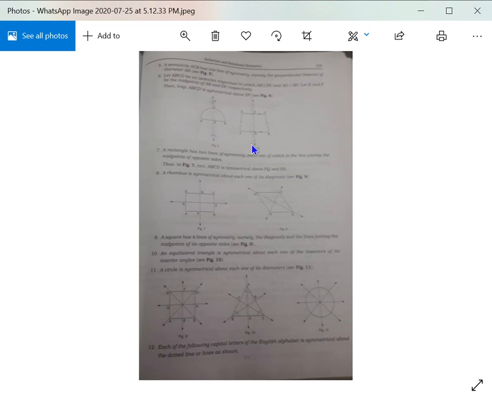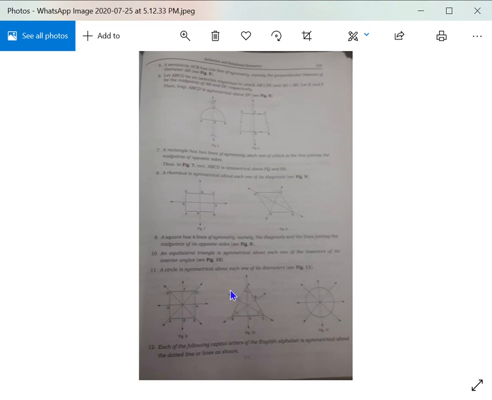A rectangle has two lines of symmetry, one of which is the line joining the midpoints of its opposite sides. That means in a rectangle, two lines of symmetry are there, that is, the lines joining the midpoints of its opposite sides. A rhombus is symmetrical about each of its diagonals. So a rhombus has two lines of symmetry, that is, its diagonals. A rectangle has two lines of symmetry, the lines joining the midpoints of its opposite sides. A square has four lines of symmetry, namely the diagonals and the lines joining the midpoints of its opposite sides. See, this is the line joining the midpoints of its opposite sides and the two diagonals. That means four lines of symmetry.